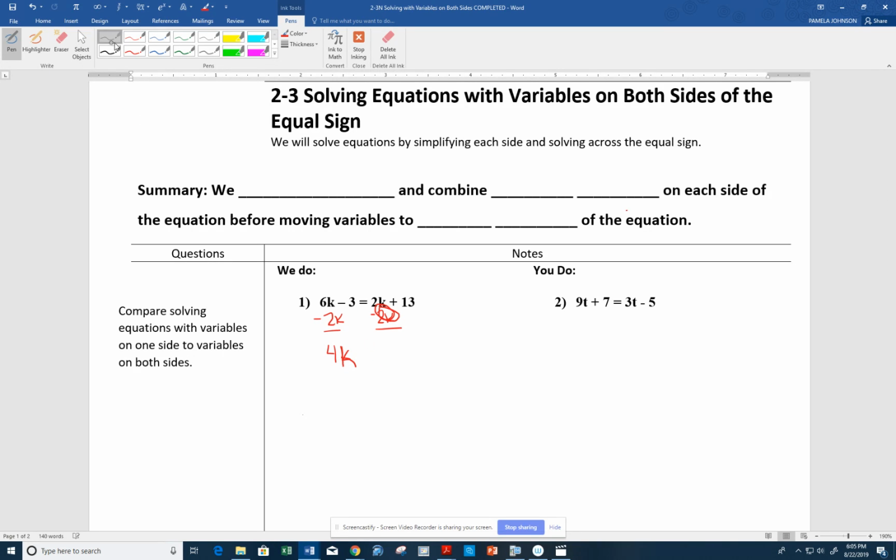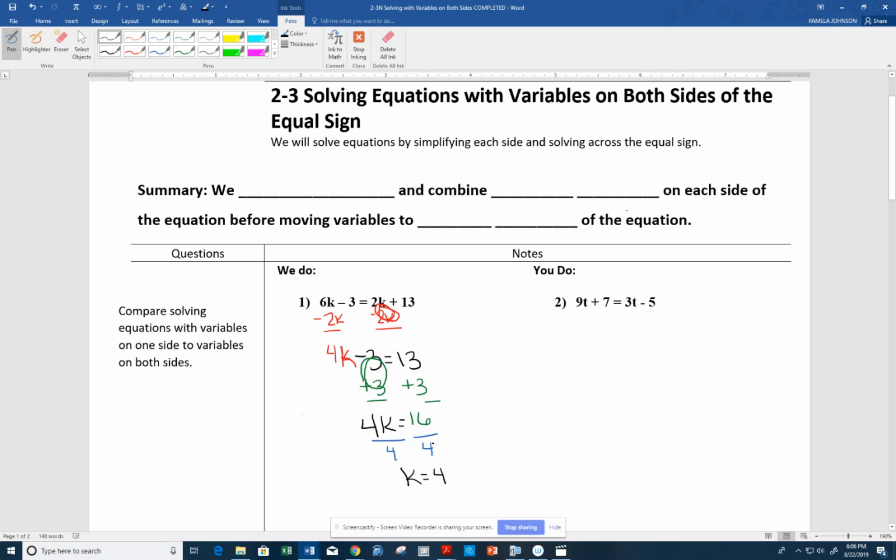Okay, and then I'm left with that minus 3 equals 13. The next thing I'm going to do is add my 3 to both sides. Again, these two are going to zero out and cancel. I'm going to be left with 16 on this side. And I'll have 4k equals 16. And the last thing that we're going to do is divide by 4, so that our final answer comes out to k equals 4.